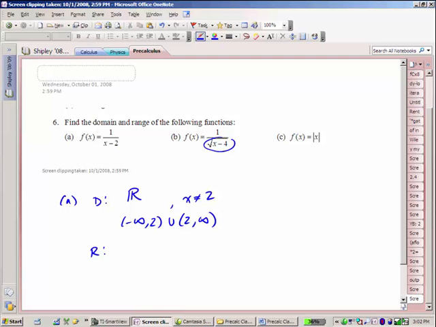You can look at functions and very often tell what the domain is going to be just by looking at the rule. The range is very, very hard to tell from the rule. As a matter of fact, 9 times out of 10, you really need to have a picture, either in your mind or on your calculator, of the range. So, for example, I know that 1 over x minus 2 is going to have a vertical asymptote at 2, and the function is going to look something like this.